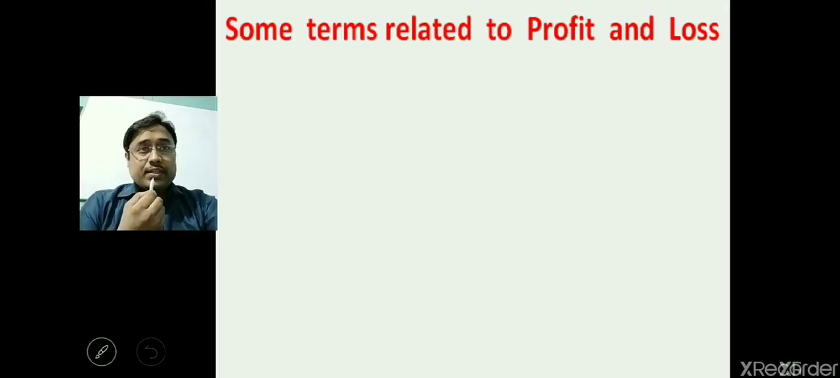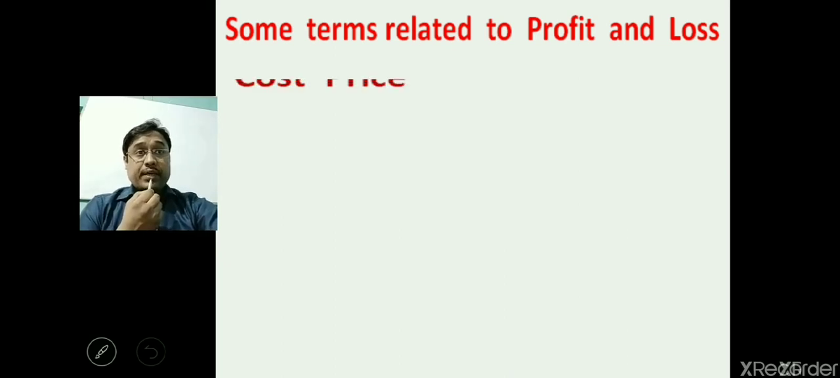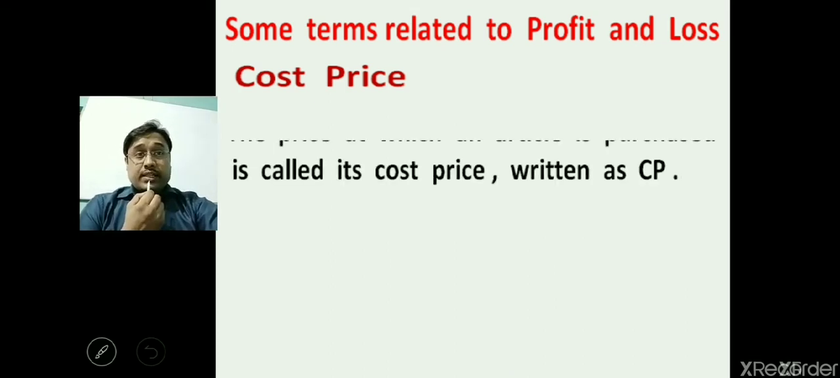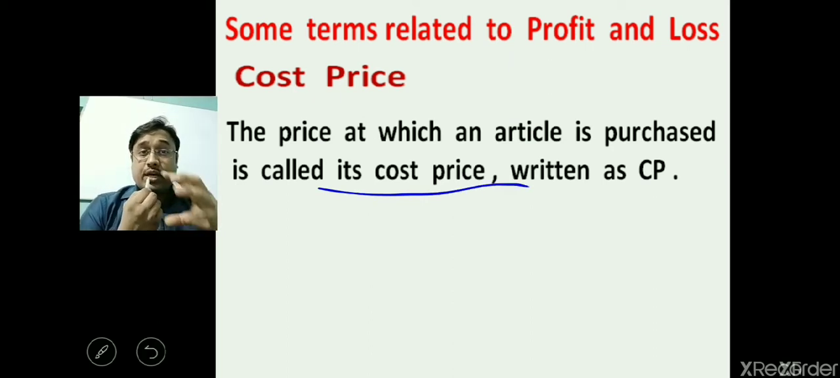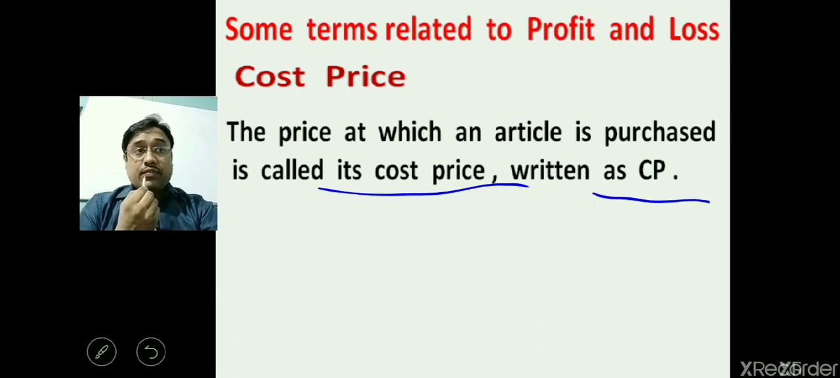You can see some terms related to profit and loss that we all should know before starting and seeing the formulas and questions. The first is cost price. The price at which an article is purchased is called the cost price. It means the purchasing price at which we are going to purchase that object. In short we write CP. CP represents the cost price.